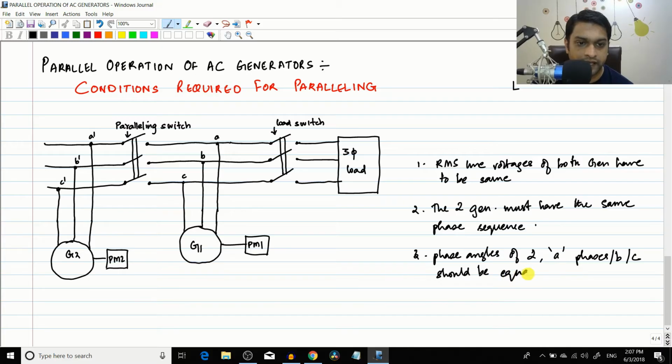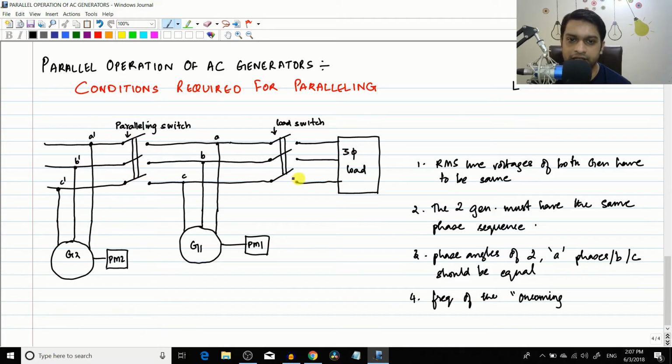In case you are connecting to a bus bar, then it should be relative to the bus bar. And the fourth point is one important point here: the frequency of the oncoming generator. The oncoming generator is the generator which is going to be paralleled. In this case, G1 is already supplying the load, and G2 is the generator which you will bring into the system by pressing the paralleling switch.